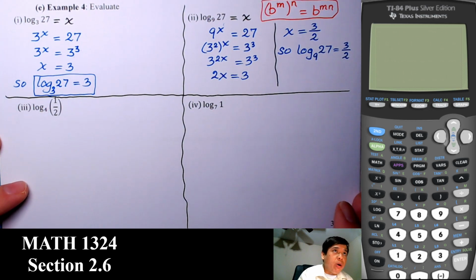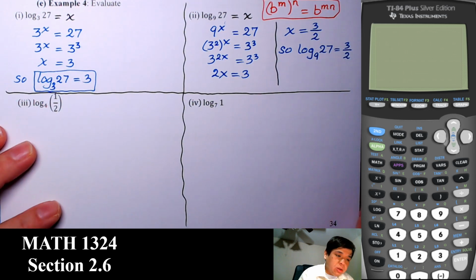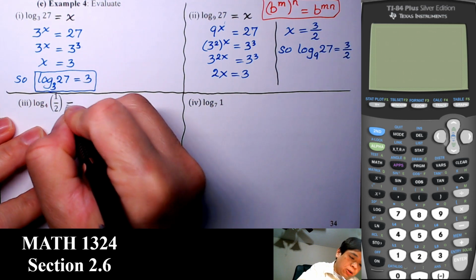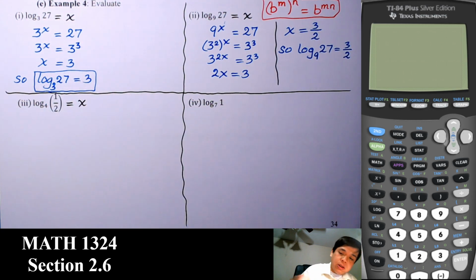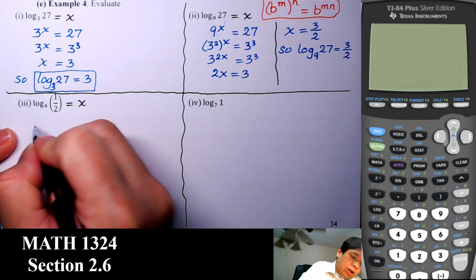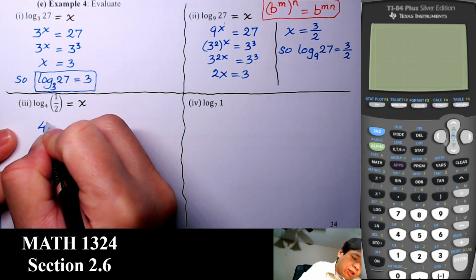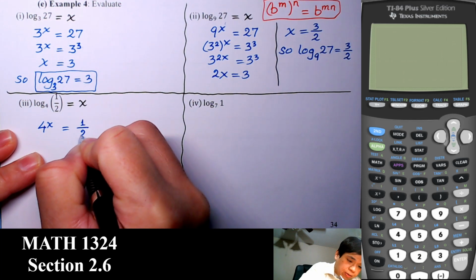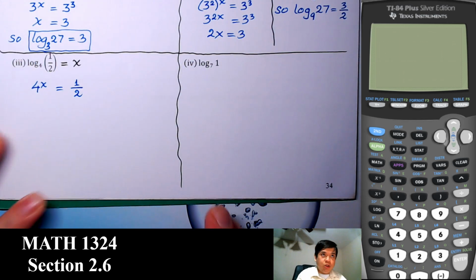The log base 4 of 1 half, let that equal x. Now, again, 4 to the x is equal to 1 half. Right, now we'll solve for x.